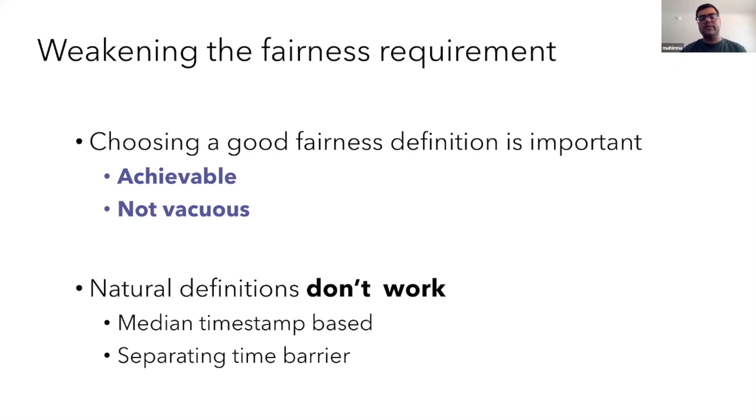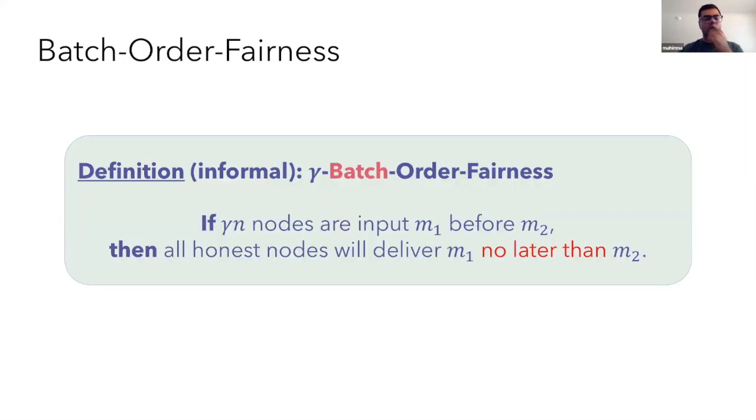as distinct. What we did settle on is what we call batch order fairness, which is a minimal relaxation of receive order fairness. Basically, the only relaxation is that when a majority of nodes receive M1 before M2, then honest nodes should deliver M1 no later than M2.